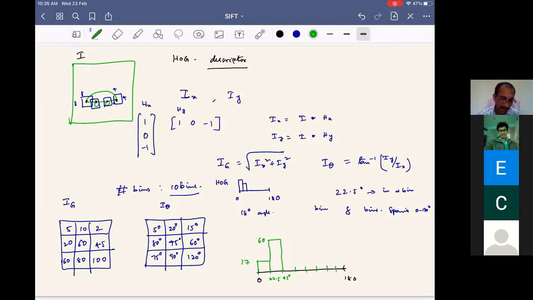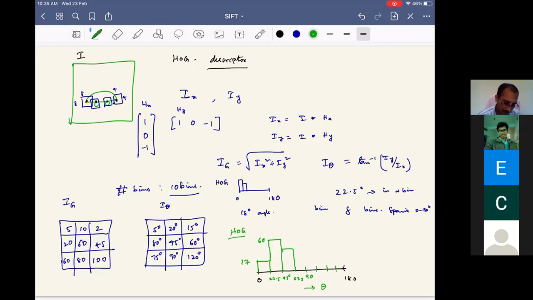Okay, and then what is 45 to, say, 67.5? What's the height now? 45 to 67.5. How much is the height? I request you people to see this so that you can easily understand how we construct the histogram of orientation. 45, correct. So it's 45. And now 67.5 to 90.